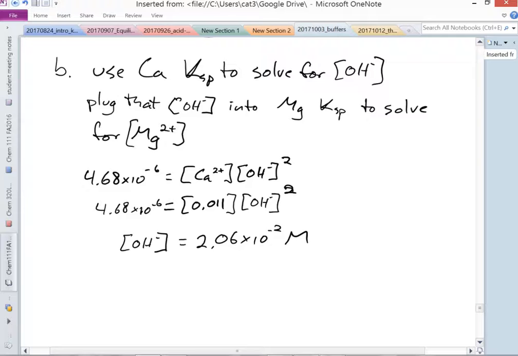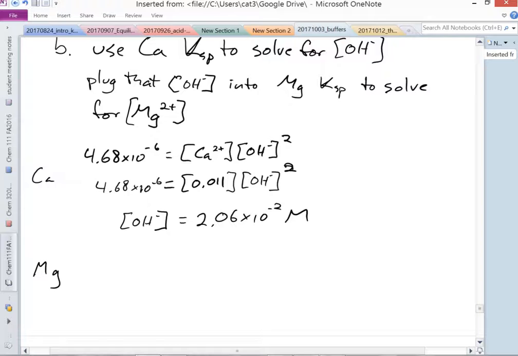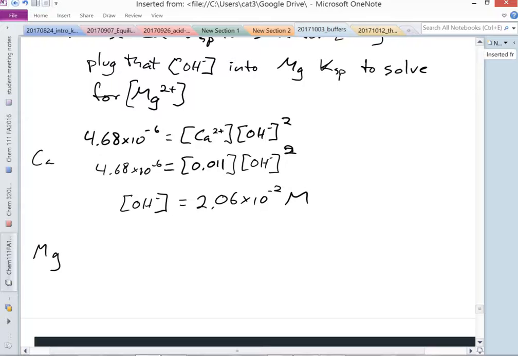I think about that as, those are the conditions that we're at. That's the hydroxide concentration where calcium begins to precipitate. Now, I wasn't asked about calcium, I was asked about magnesium. And that KSP was 2.06 times 10 to the minus 3. So this is all calcium. Now magnesium, I just had it and lost it. What was it, 2.0? No. Is it? Wow, that's a coincidence.